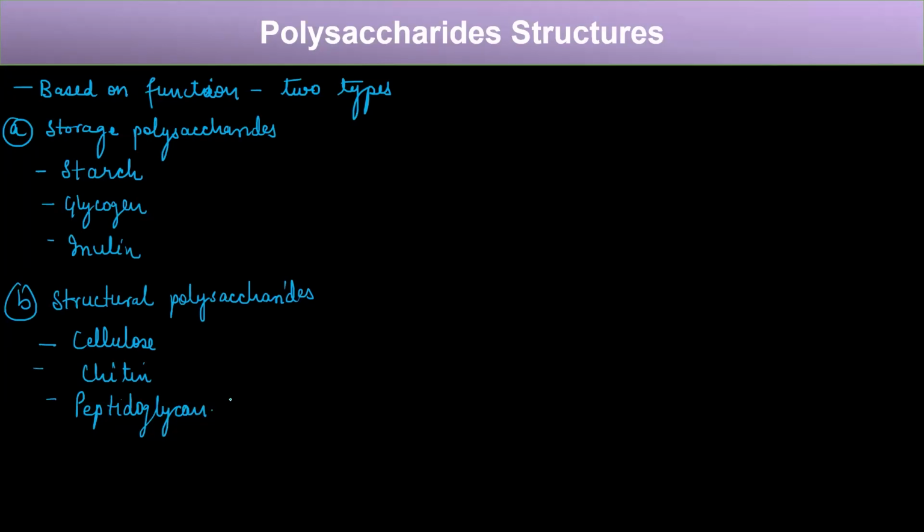Okay. Now we will see the structure and study these polysaccharides one by one. So let's start with the storage polysaccharides, and the first one is starch. So what is starch? Starch is a polymer of alpha D glucose. Since it consists of only one type of monomer, alpha D glucose, starch is a homopolymer. And structurally, it is branched.